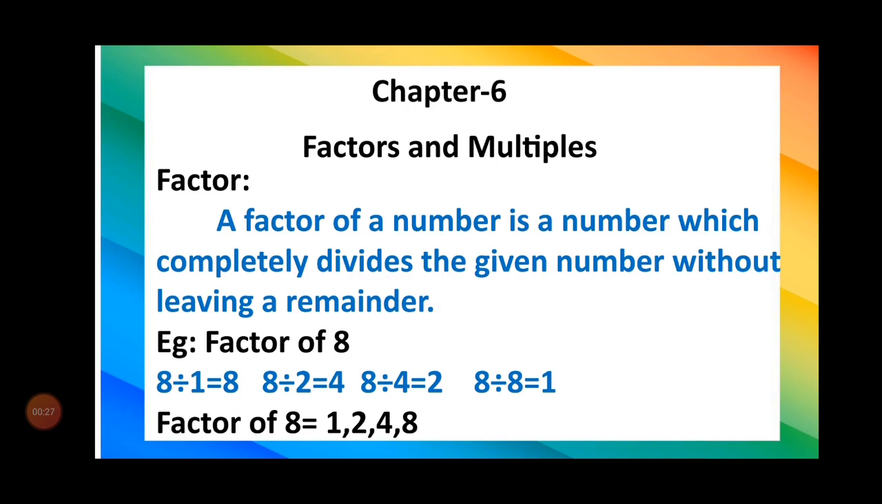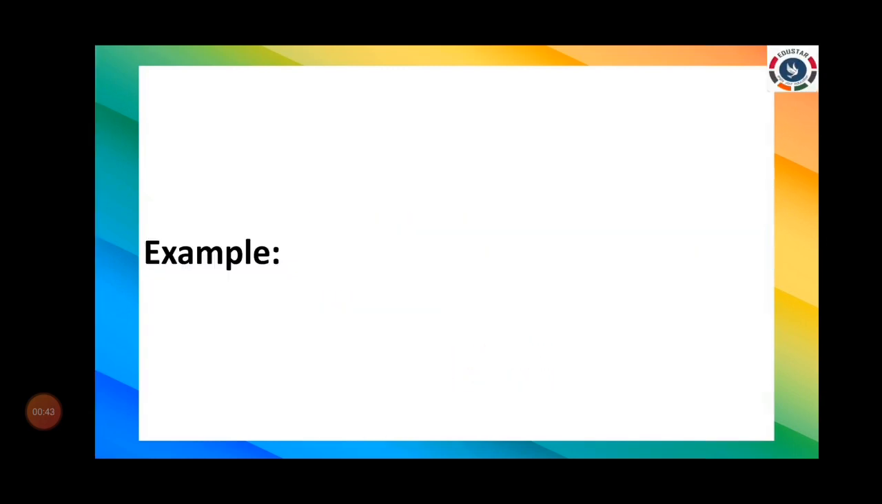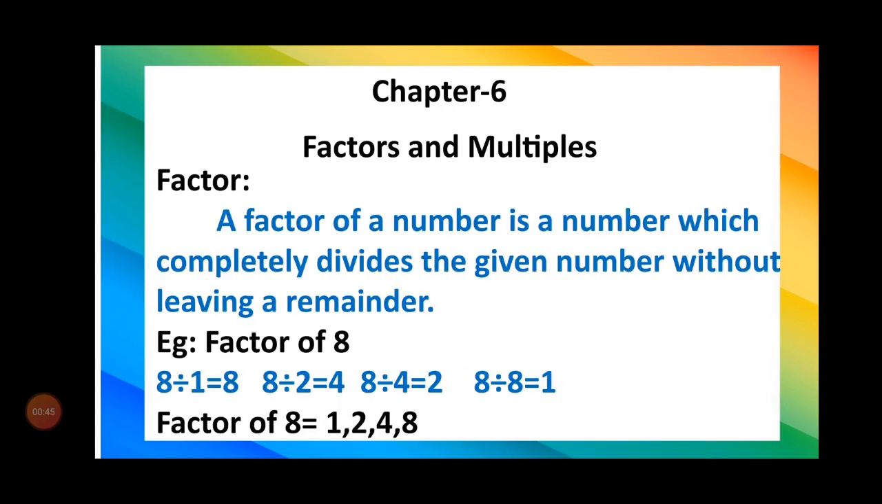Factors. A factor of a number is a number which completely divides the given number without leaving a remainder. Example, factors of 8. 8 divided by 1 equals 8. 8 divided by 2 equals 4. 8 divided by 4 equals 2. 8 divided by 8 equals 1. The factors of 8: 1, 2, 4, 8.